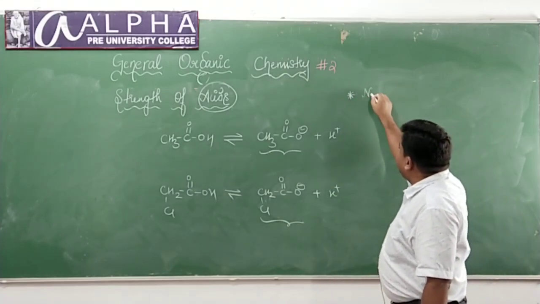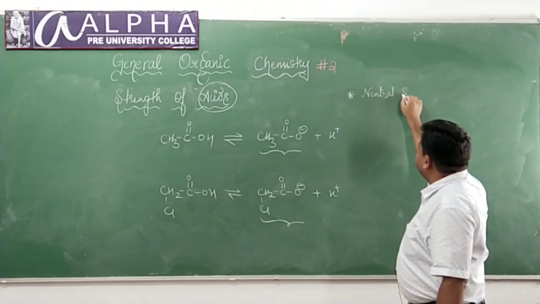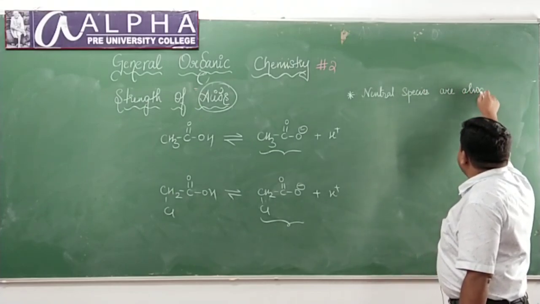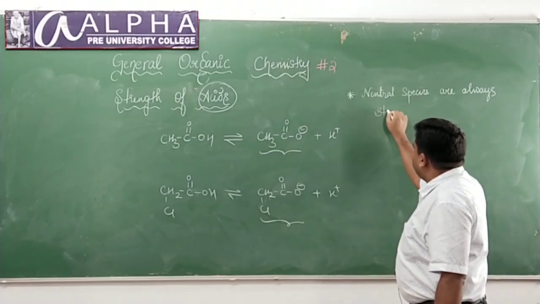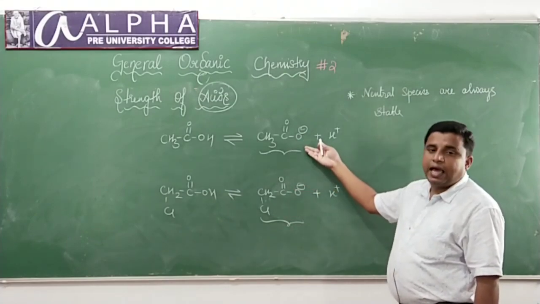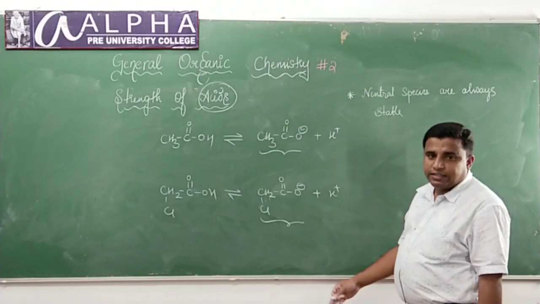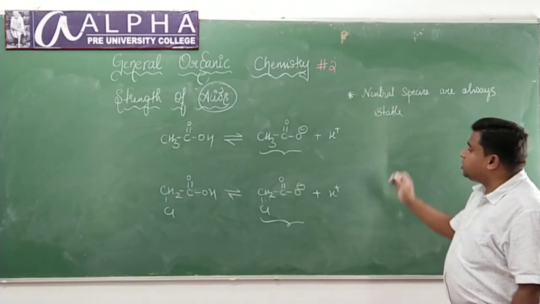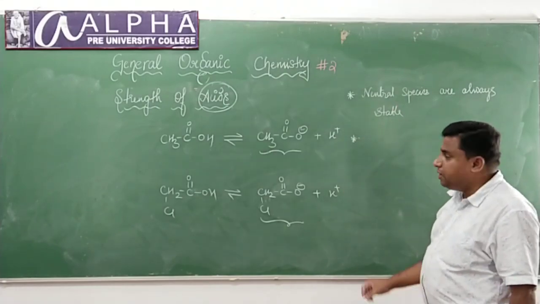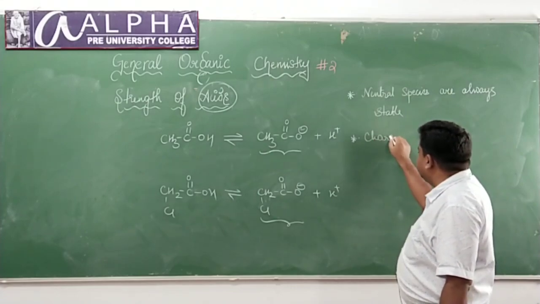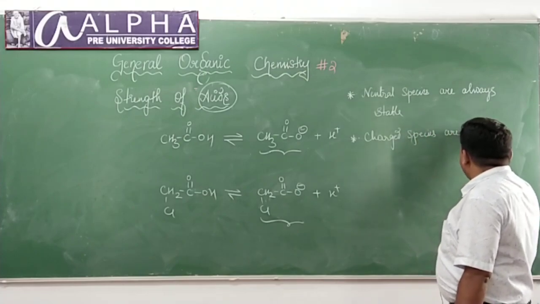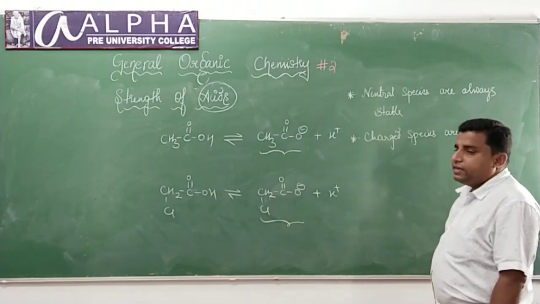First point, neutral species are always stable. But in our case, both the species are charged. This is an anion, this is also an anion. So the first point says neutral species are always stable. The second point says, obviously if neutral species are stable, then charged species are unstable.